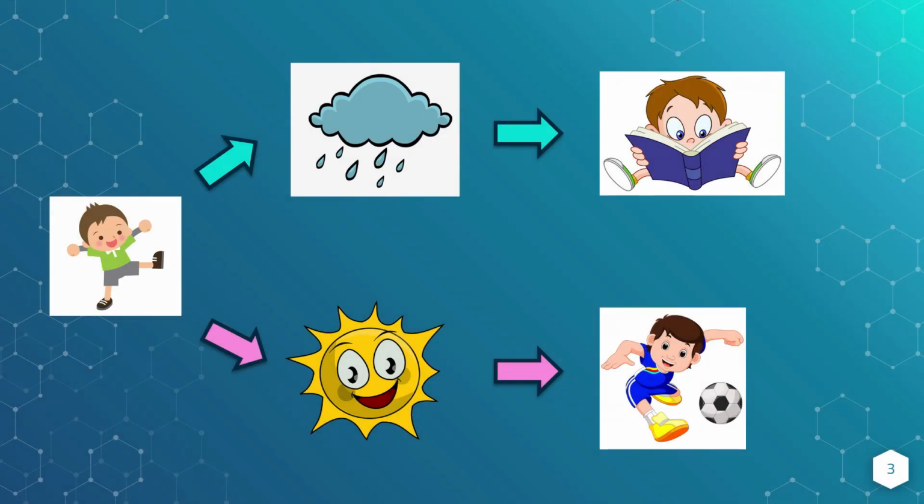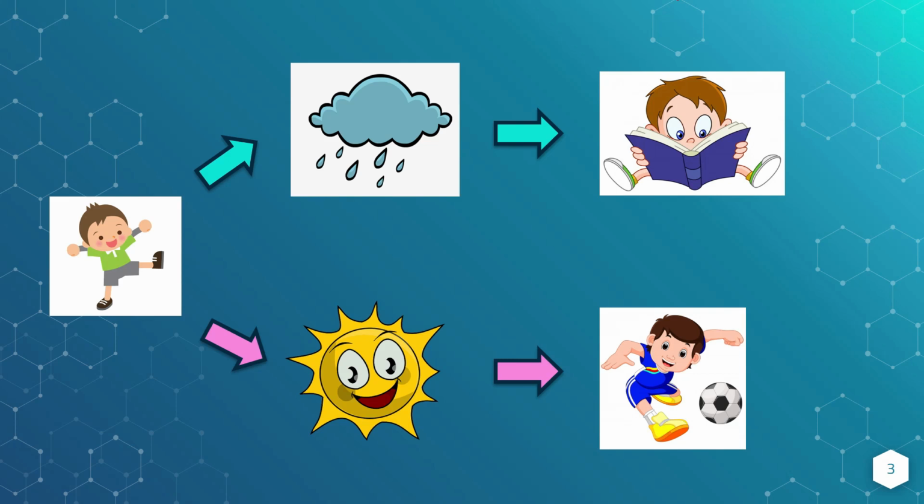I already told you to observe this picture. What does this picture mean? There is a boy, and then it's raining. Then the boy is reading books. Do you understand from this flow chart? Not really.